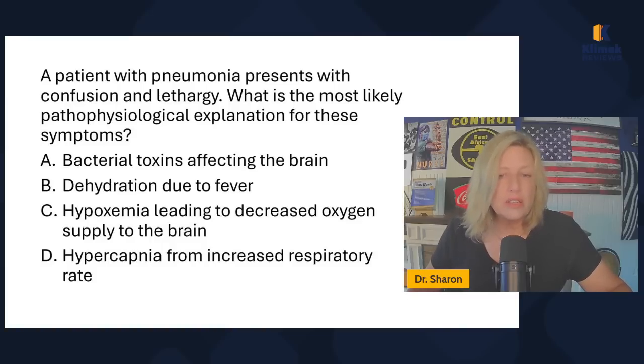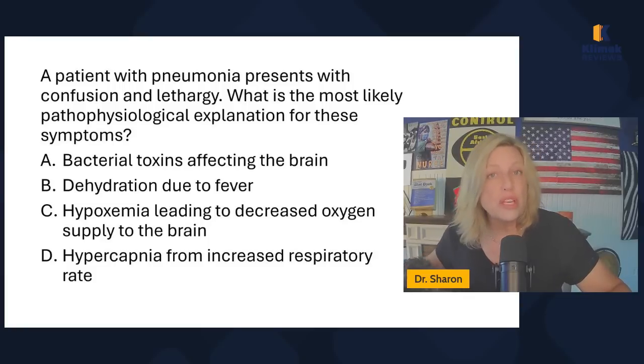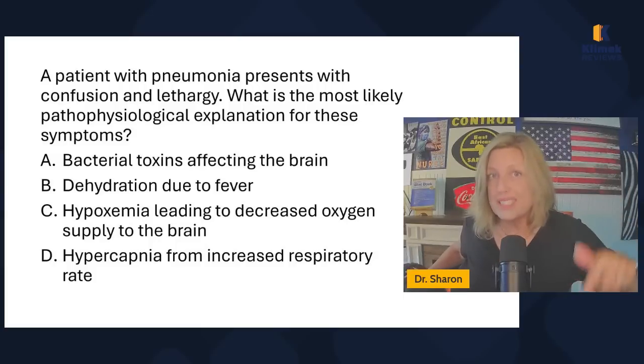Hypoxemia leading to decreased oxygen supply to the brain. That makes more sense. Okay, that makes more sense than bacterial toxins affecting the brain. So if they have pneumonia and they're confused, they could be hypoxic. That makes sense. Hypercapnia, that's an elevated CO2, hypercapnia from increased respiratory rate. Okay, y'all, hypercapnia does not result from increased respiratory rate. Think, y'all, you're blowing off CO2 when you have tachypnea like that. Increased respiratory rate is tachypnea. I don't expect hypercapnia from increased respiratory rate. I would expect a dropping CO2 from tachypnea.